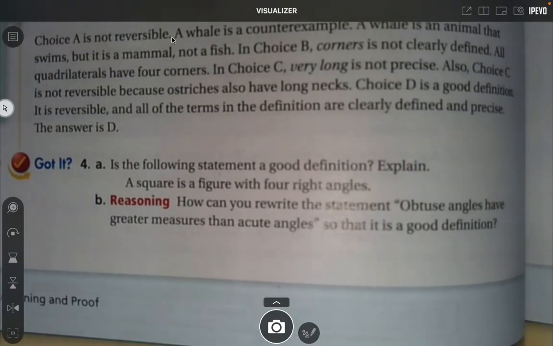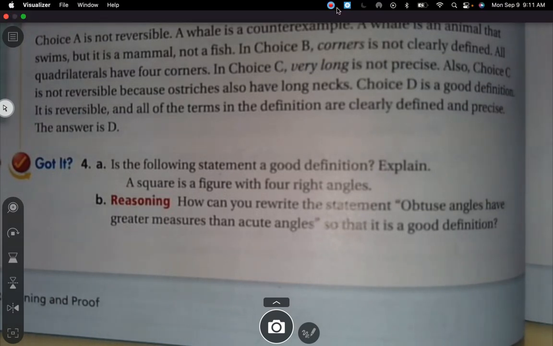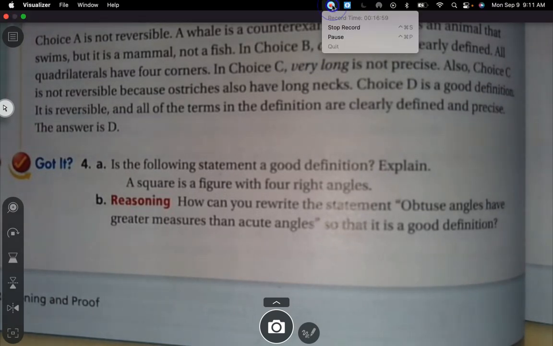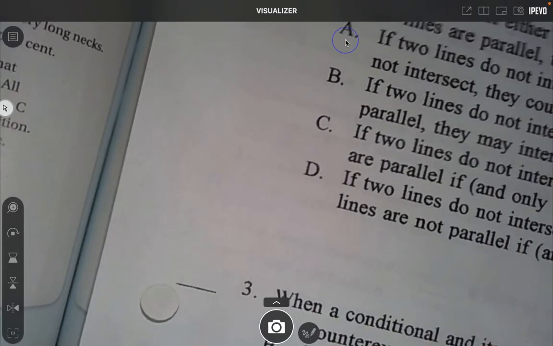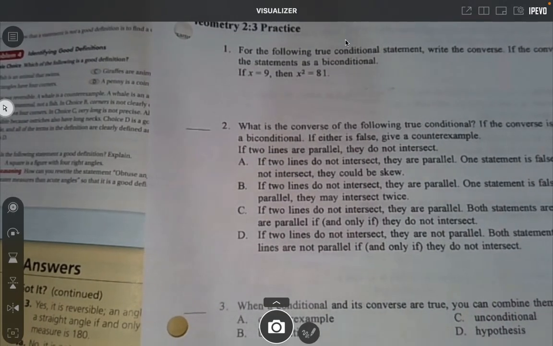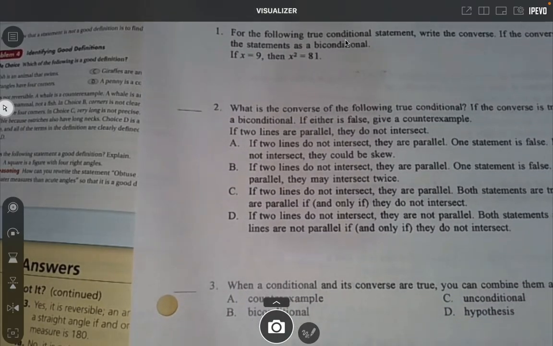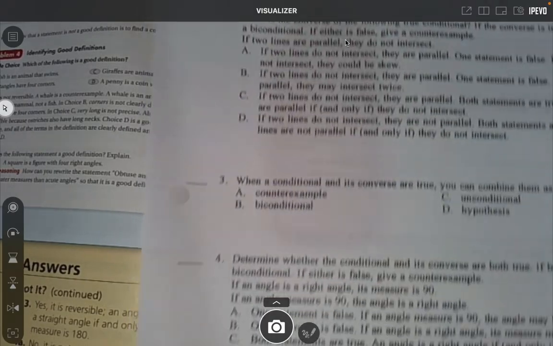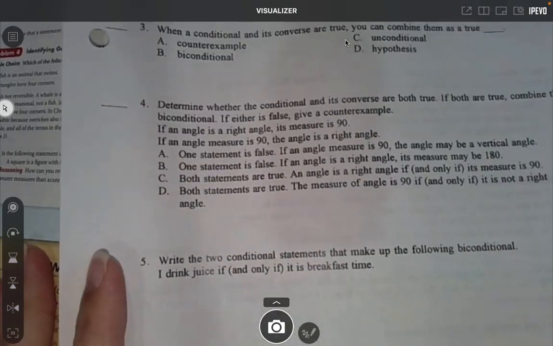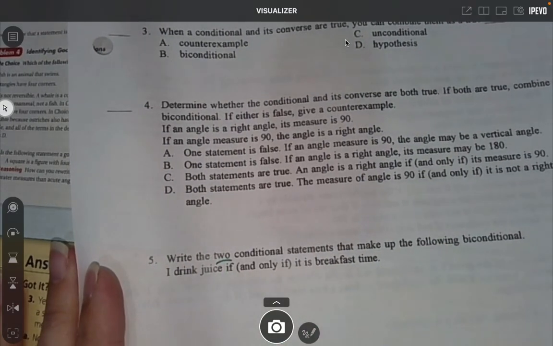Y'all just want to try these and see what you know and what you don't know. It's okay if you don't understand everything, y'all. As you go through these, I can help you. A few notes. I'm not going over all these, but let's see, which ones did I want to go over? Okay, like number 5.